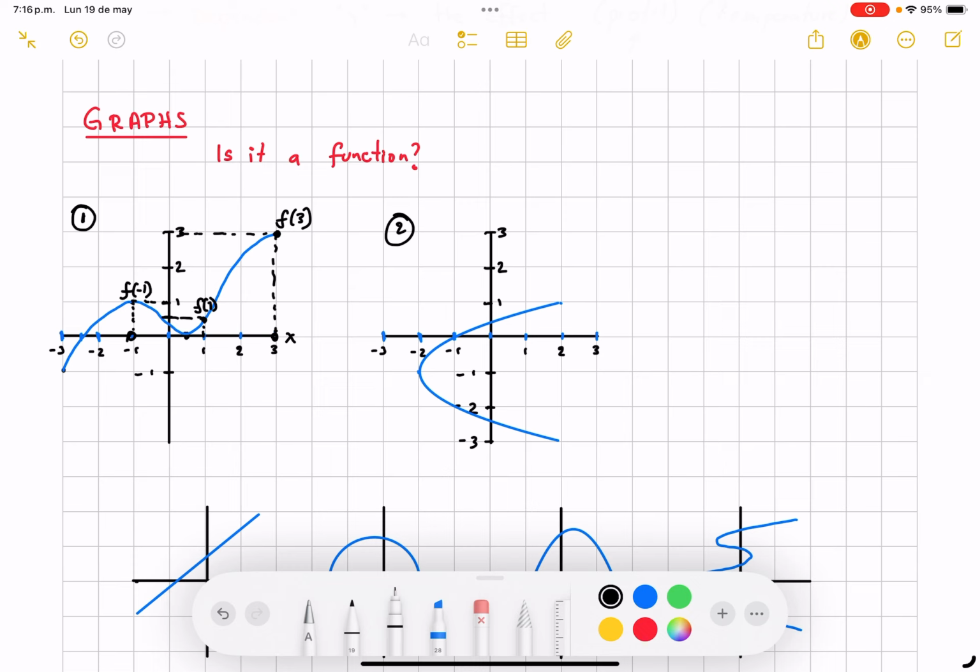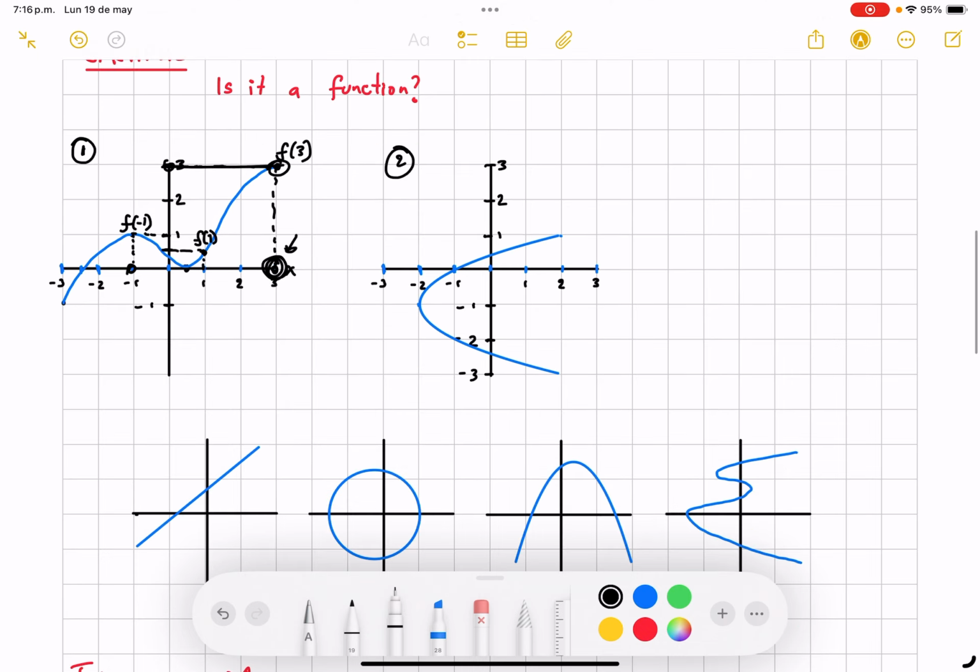So for every input value, we have only one outcome. For every x that enters, I have only one y. In the first graph, yes, this is a function.